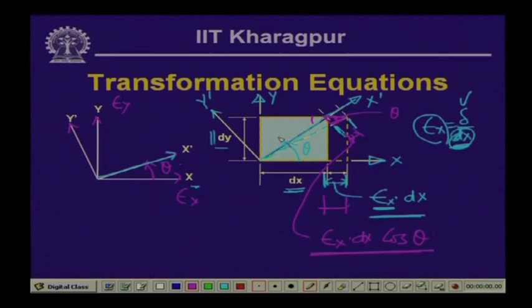Let us call this particular diagonal of length ds. Originally it had a length of ds, and it is undergoing an extension which is epsilon x dx cos theta, because of the extension in the x direction.